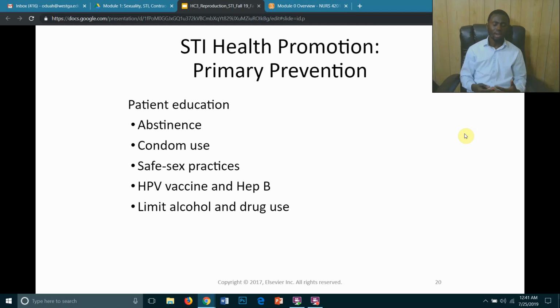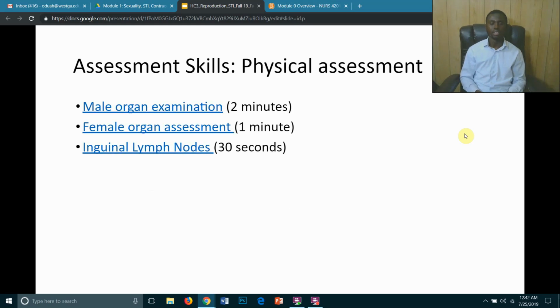Then encourage your patients as a form of primary prevention to limit alcohol use, because alcohol can impair judgment and make you take more risk when it comes to sexual activity. And also drug use, because the sharing of needles can aid or increase the transmission of certain types of STIs.